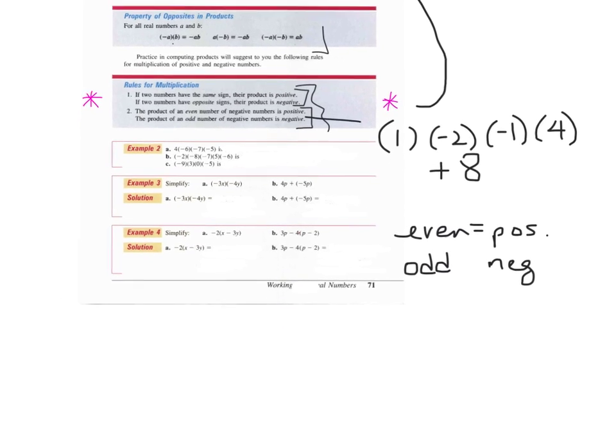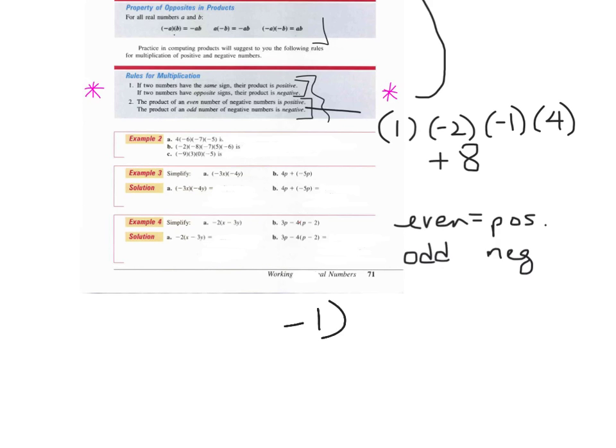Then again, let's say we have negative 1 times negative 2 times negative 1. How many negative signs do you count?